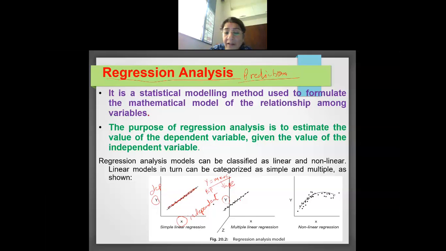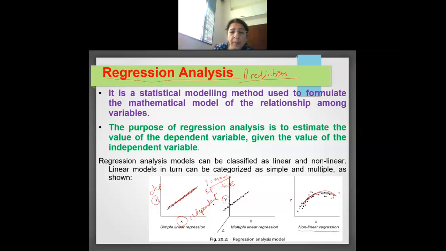But then this is still linear regression. Now you can have data values which are not linearly related to each other. There you have a parabola or hyperbola or some other mathematical equation fitted on the y and x line. So that comes as non-linear regression.